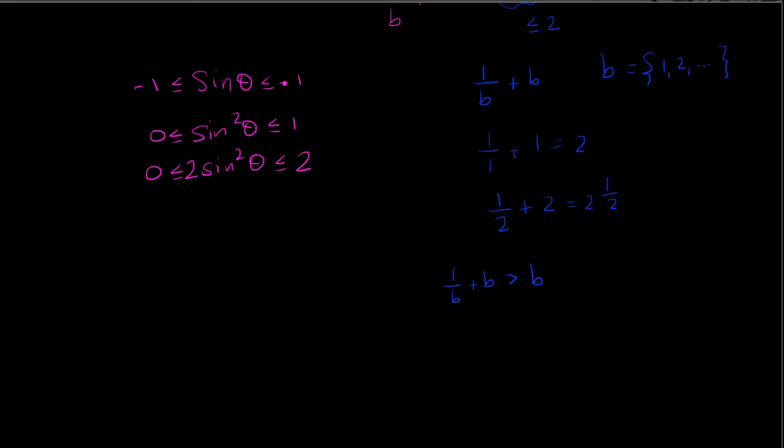So if this is greater than b, the smallest we can make this be is 1, right? The smallest b is 1, right? So in other words, 1 over b plus b is always going to be bigger than or equal to 2.